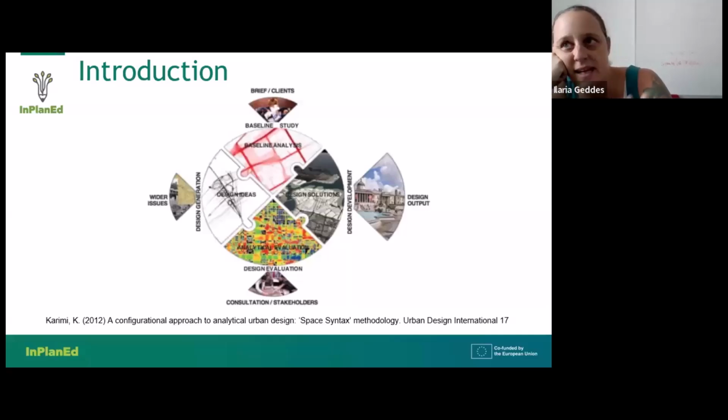The previous elements are still there, so you still take into account the wider urban issues. You still have stakeholder engagement. And then the analytical tools are actually applied after the formation of a design idea or design options, or multiple design options, to evaluate them, create a design solution, and then feeding back into the process. Again, it's circular until you're satisfied with the solution and you create the output.